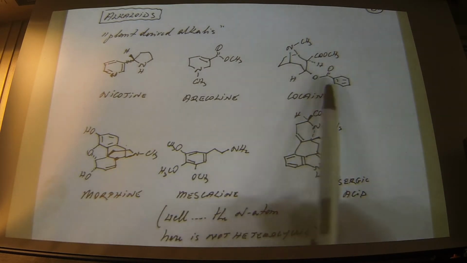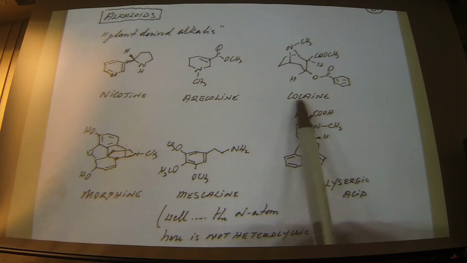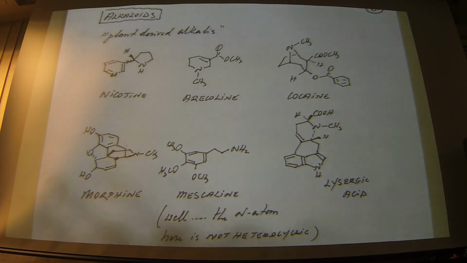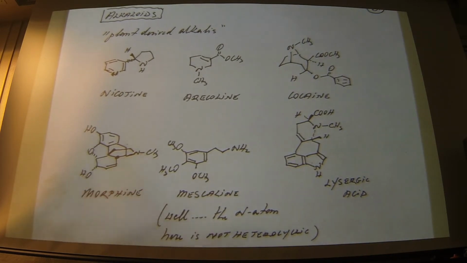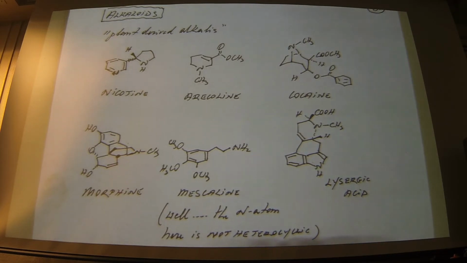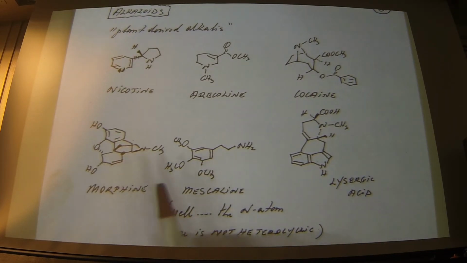Cocaine comes from the leaves of an Andean shrub. We all know about that. Morphine is found in poppies and is still the primary medicine used against severe pain, in spite of its toxicity and the other problems associated with it. It's still very, very useful.